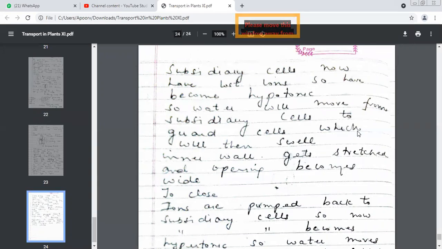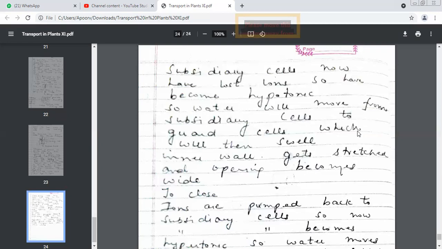Can anybody guess what will happen if we have to close the stomata? Very simple. Ions will be pushed back again to which cells? To subsidiary cells. Very good. So now the concentration of ions will increase in the subsidiary cells, so the subsidiary cells will become hypertonic. And the guard cells have lost the ions, so the guard cells have become hyper or hypo? Hypotonic.